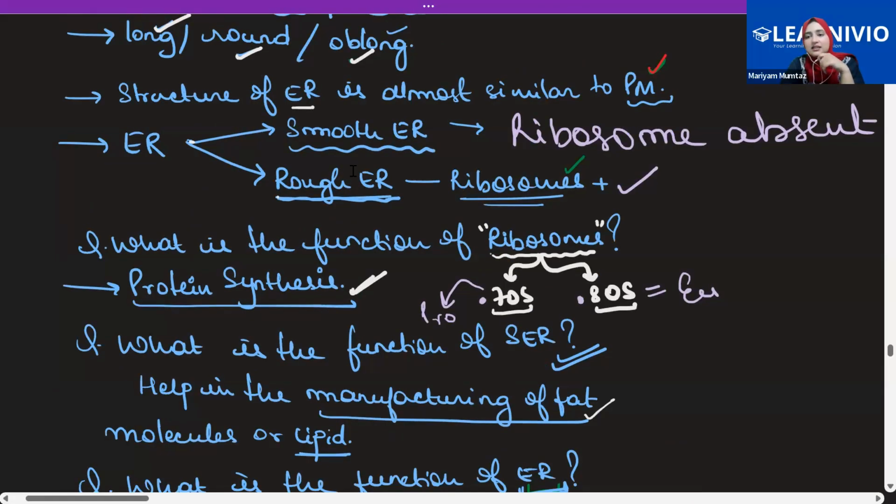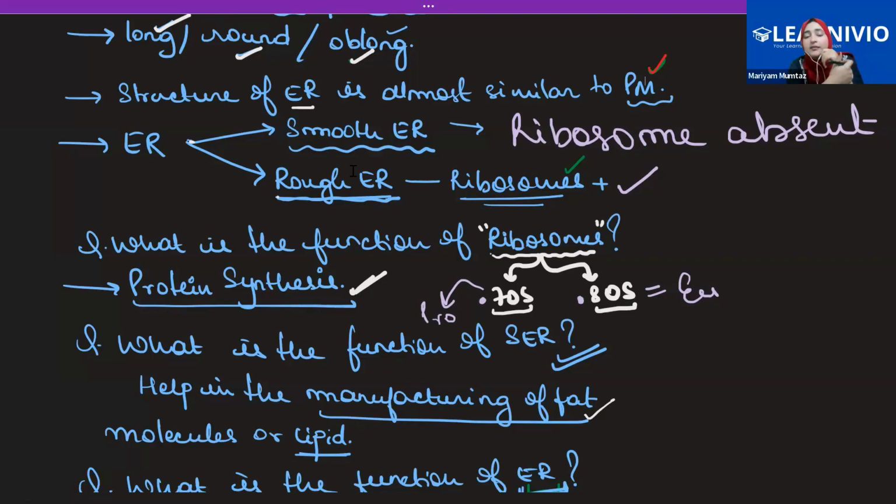It will be synthesizing the protein, whereas if the smooth endoplasmic reticulum doesn't have the ribosome present on it, then it will not synthesize the protein, right? Yes, ma'am.